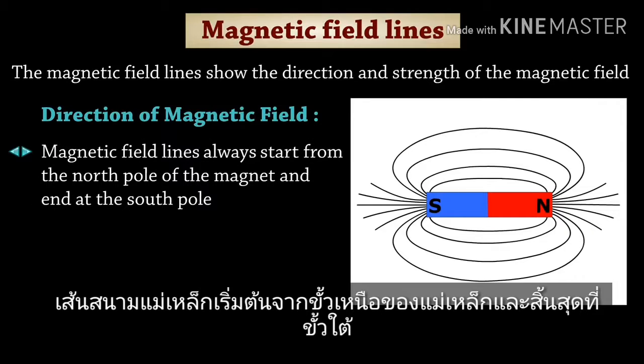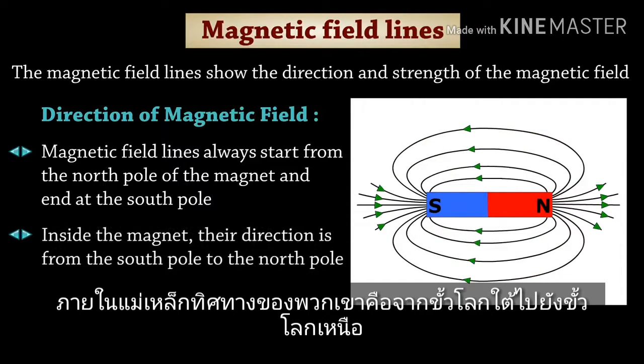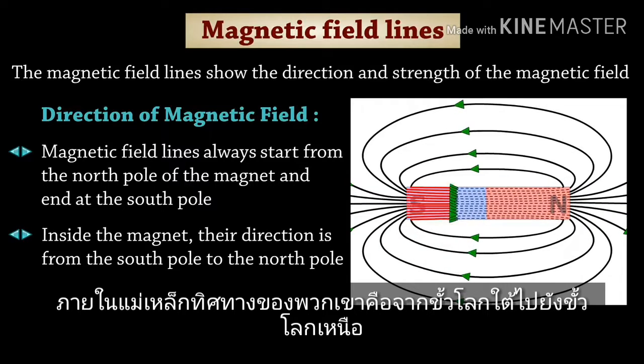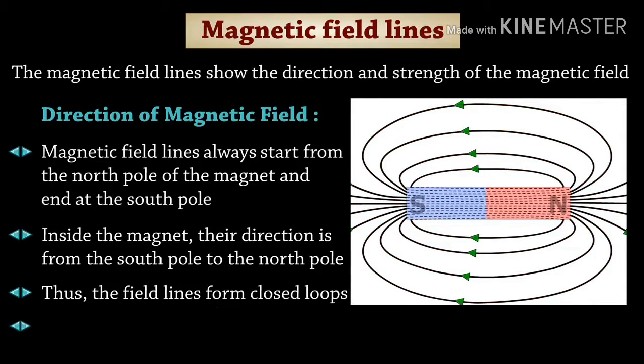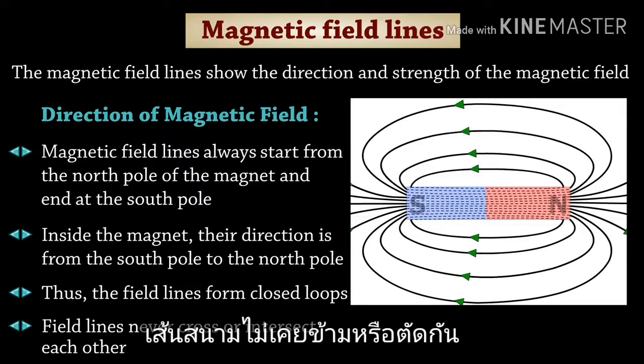Magnetic field lines always start from the North Pole of the magnet and end at the South Pole. Inside the magnet, their direction is from the South Pole to the North Pole. Thus, the field lines form closed loops. Field lines never cross or intersect each other.